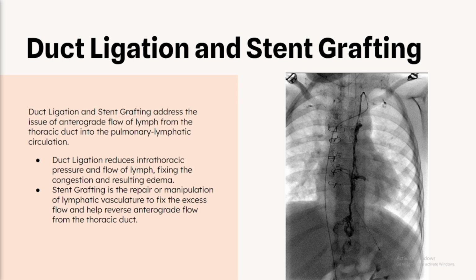These are rare interventions, but worth mentioning because they show how personalized and multidisciplinary this field has become, involving pulmonologists, cardiologists, radiologists, and surgeons. Stent grafting is most often used in patients with the Fontan procedure. Up to 4% of patients with the Fontan procedure can develop plastic bronchitis, and stent grafting is optimal in these patients.